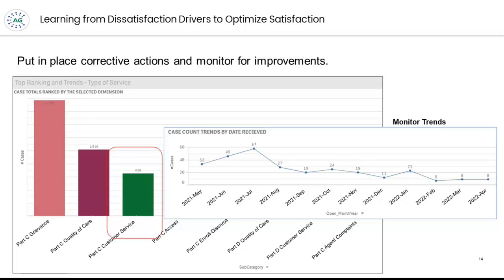So we should be looking at the trends in these top ranking areas to see if those trends are going up or down. It is more than likely a reflection of the way that your members are perceiving the customer service and quality of care that they're getting. So I don't know if you have any other thoughts around that, Barry.